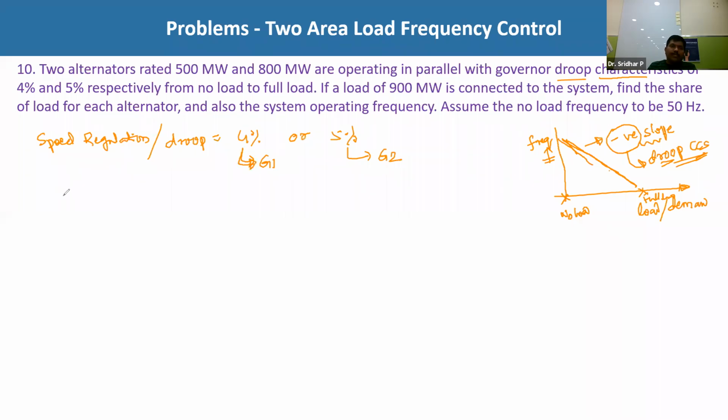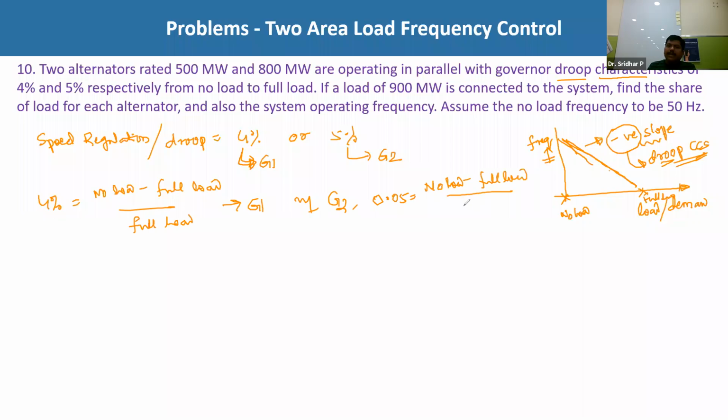What do you mean by that? This 4% is the speed regulation: no load minus full load, divided by the full load. This is for generator 1. Similarly, for generator 2, this is 5%, that is 0.05, no load minus full load frequency or speed divided by the full load. This is the formula for speed regulation.